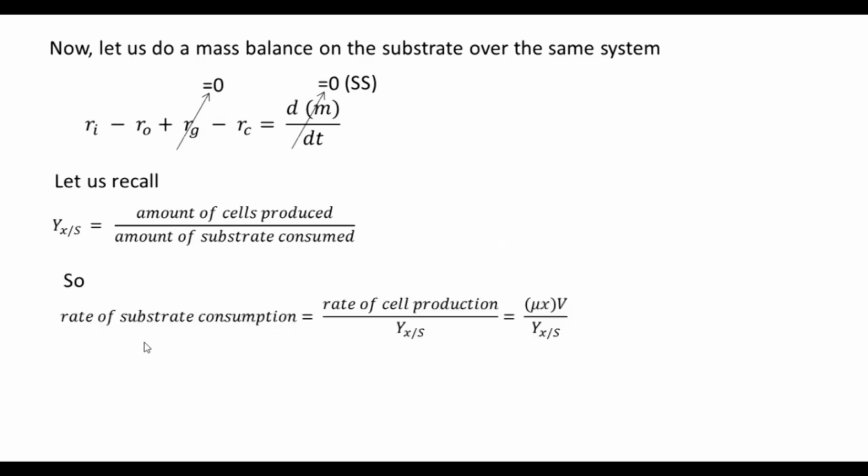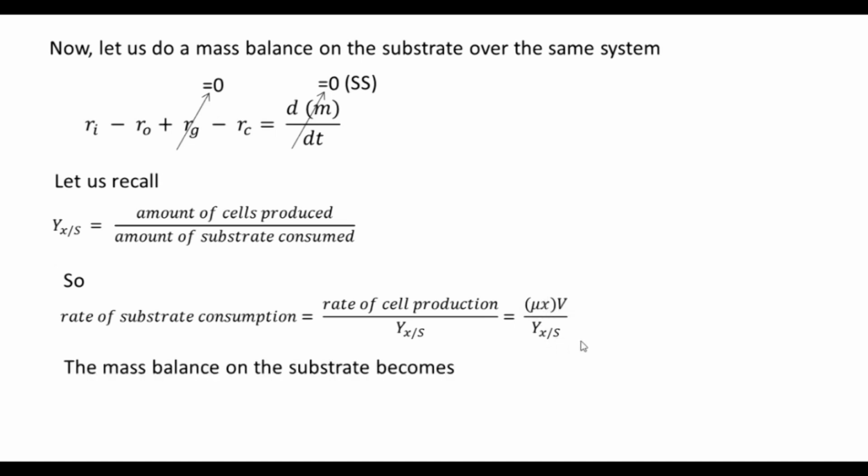So the rate of substrate consumption is nothing but the rate of cell production divided by Y x/s. You know what Y x/s is? Amount of cells produced by amount of substrate consumed. We are looking at the rate of substrate consumed. So let us say we divide by time above and below, we get rate of cells produced by rate of substrate consumed. Take it to the other side, the rate of substrate consumed is the rate of cells produced by Y x/s. That is what is given here. Now what is the rate of cell production? It is mu x into V, right? The mass production of cells. This is the volumetric production rate times V, divided by Y x/s.